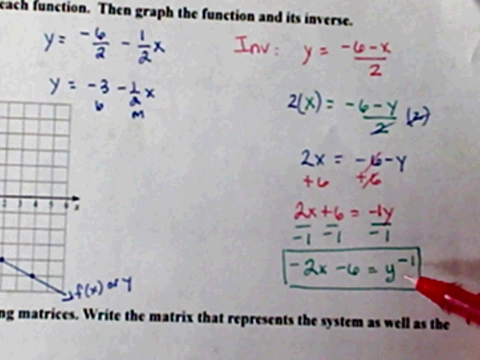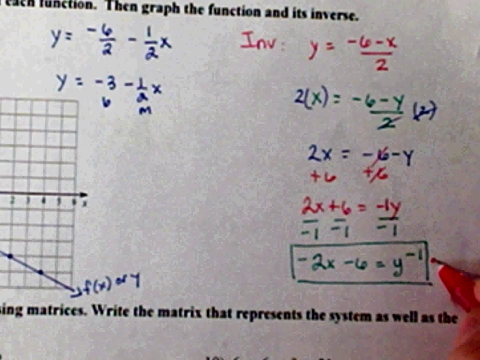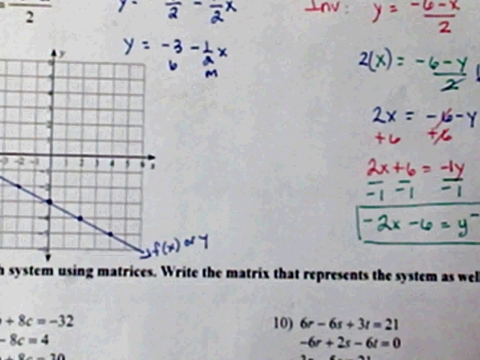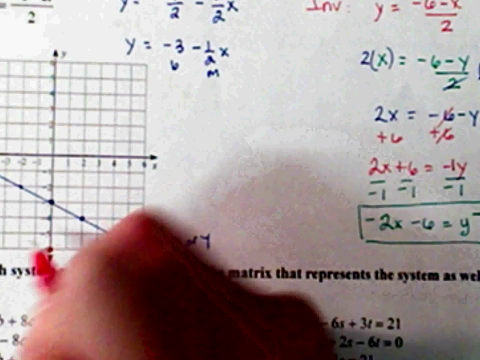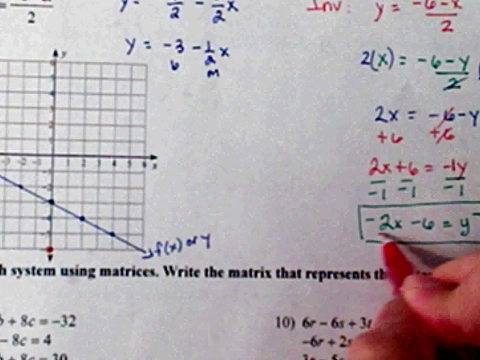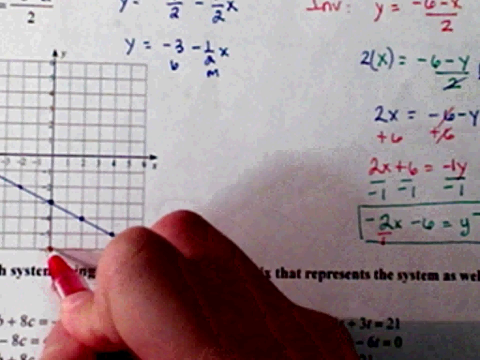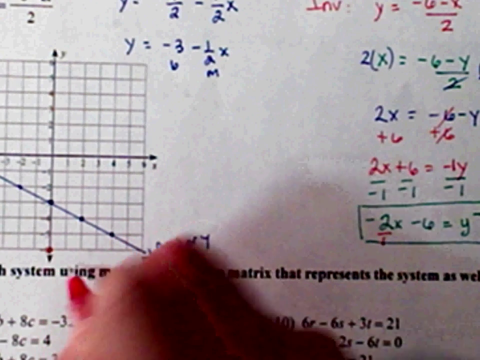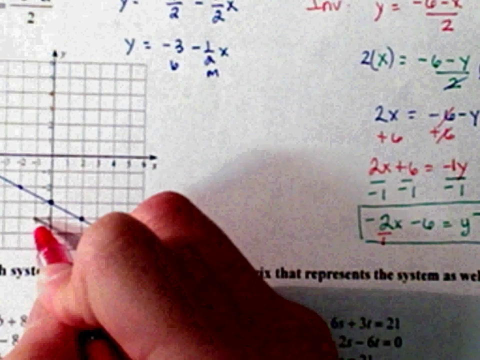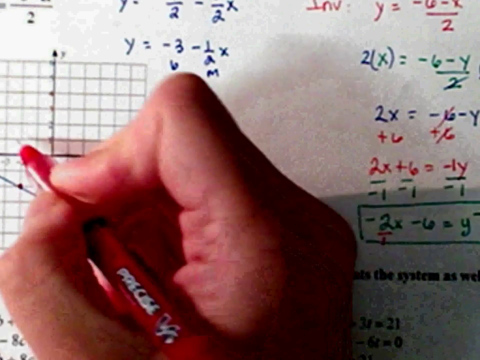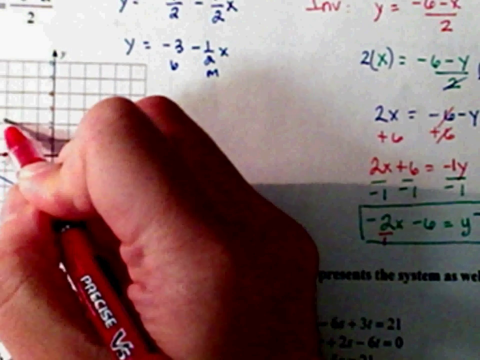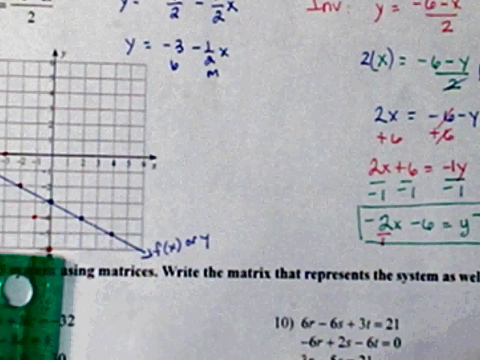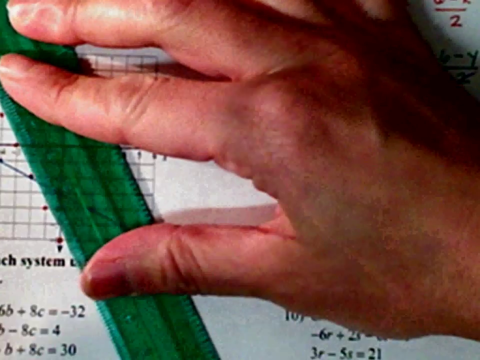Add your negative 1. Okay? Graph this one. I'm going to do this one in red. All right, so you write negative 6. Your slope is negative 2 over 1. So that's the same thing as going down 2 over 1, but instead of that, I'm going to go up 2 to the left 1. Up 2, left 1. Up 2 over 1. And there you have your graph.